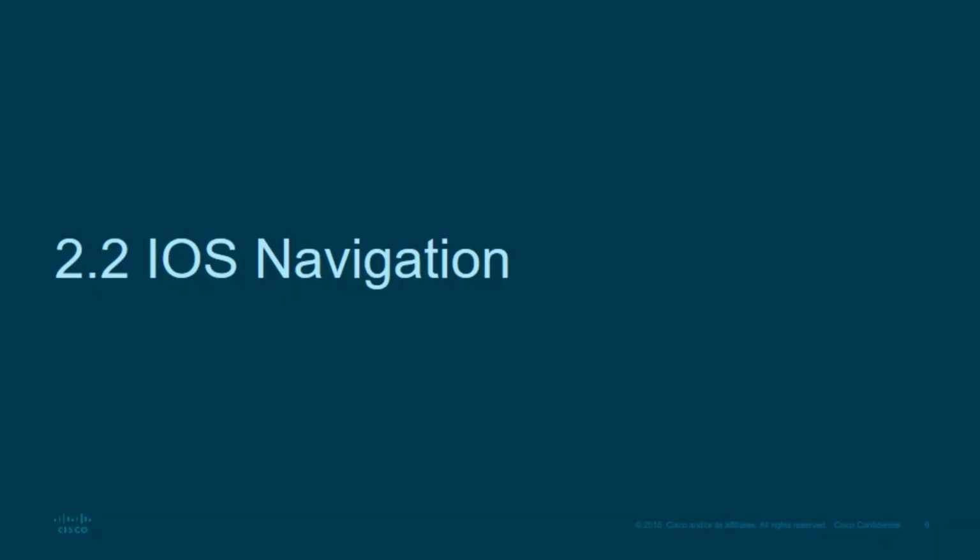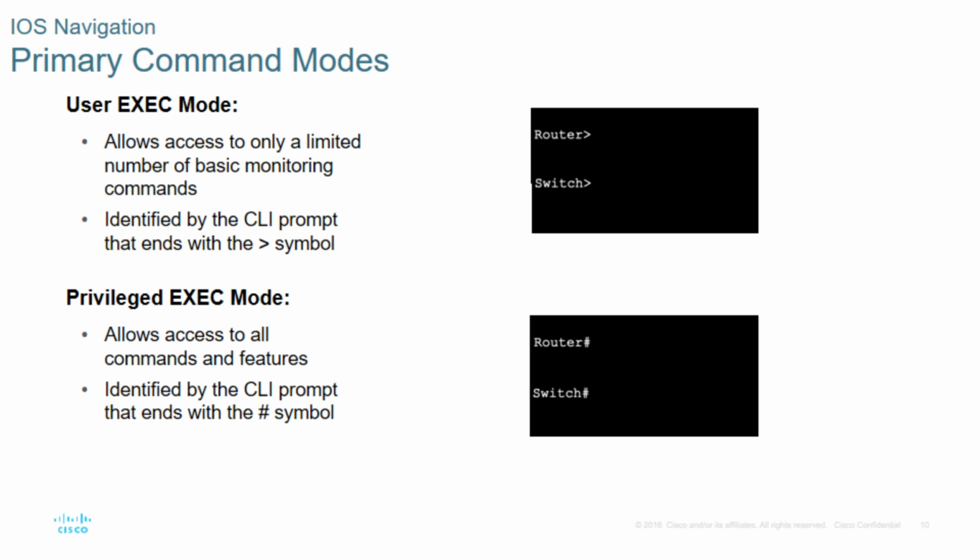So our second objective is iOS navigation. In the previous topic, you learned that all network devices require an OS and that they can be configured using the CLI or GUI. Using the CLI may provide the network administrator with more control and flexibility than using the GUI, right? So this topic discusses using the CLI to navigate the Cisco iOS.